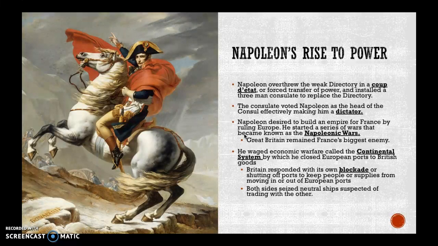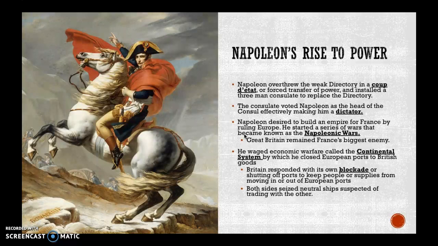He desired to build an empire for France by ruling Europe, and he started a series of wars that became known overall as the Napoleonic Wars, trying to expand the border of France. Great Britain remained France's greatest enemy overall. He also, in addition to actual military warfare, waged economic warfare called the Continental System, and he closed all of the European ports to British goods.